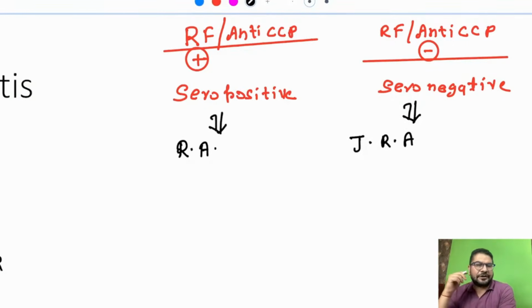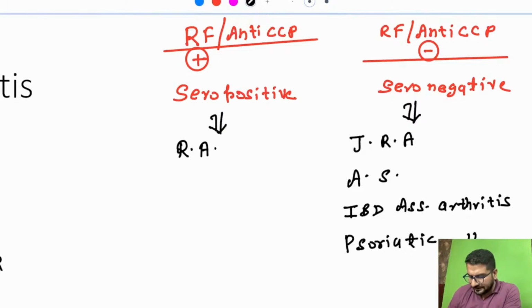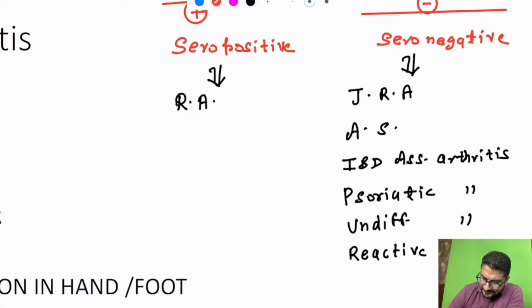JRA means juvenile rheumatoid arthritis, ankylosing spondylitis, IBD associated arthritis. IBD means inflammatory bowel disease. Then we have psoriatic arthritis. This is a rare type. बहुत rare type होती है. We call this undifferentiated arthritis. And the last one will be reactive arthritis. So these you can remember with the mnemonic. That mnemonic is Jaipur.